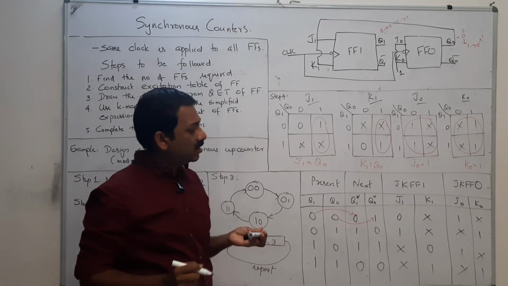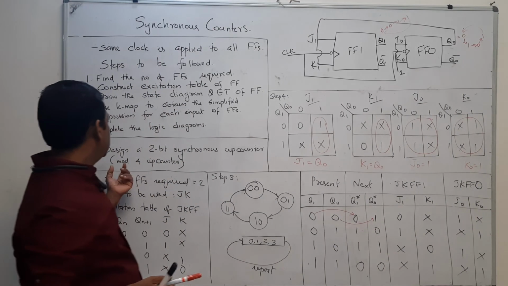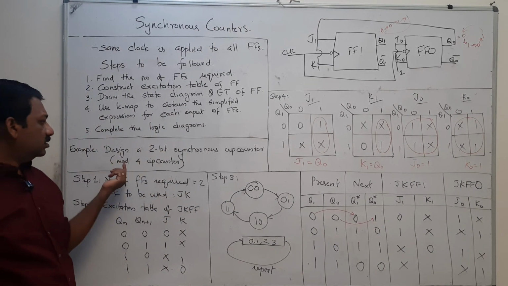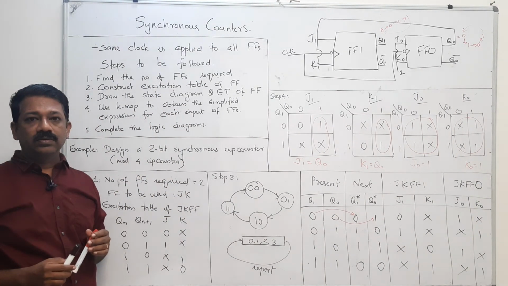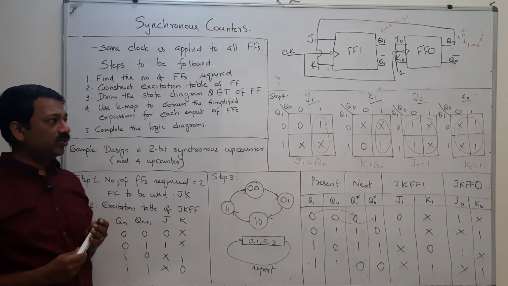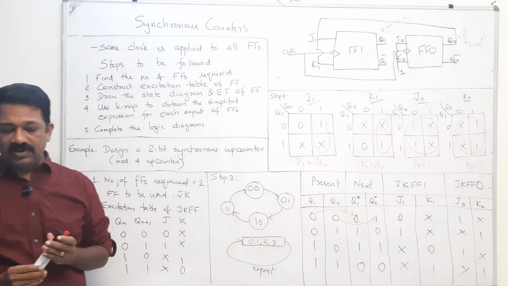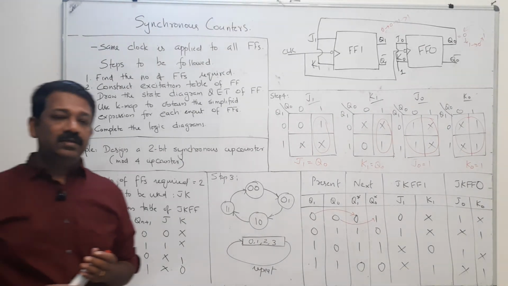So this is the counter. This is the 2-bit up counter. One more example I will show you, that means a 3-bit counter. How that can be developed, that we will discuss later.